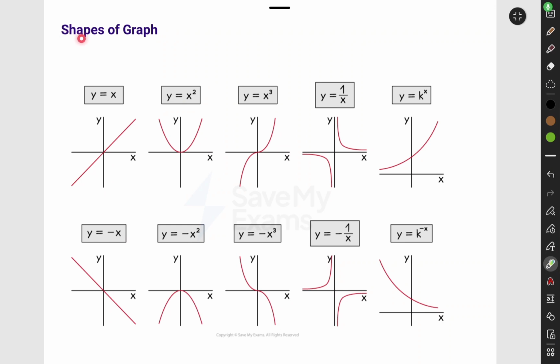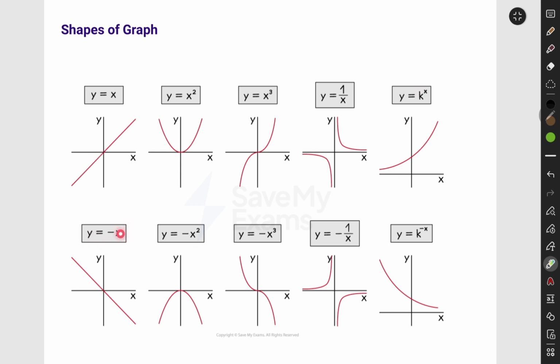Alright, so first I want to talk about shapes of graphs, and then we're going to go into geometry. So y equals x is a straight line, y equals x squared is going to be kind of the smiley face graph, y equals x cubed is going to be a graph that goes something like this. y equals 1 over x, the reciprocal function, is going to have a graph like this. Then we're going to have y equals k to the power x. This is going to be an exponential curve. We're going to talk more about this later.